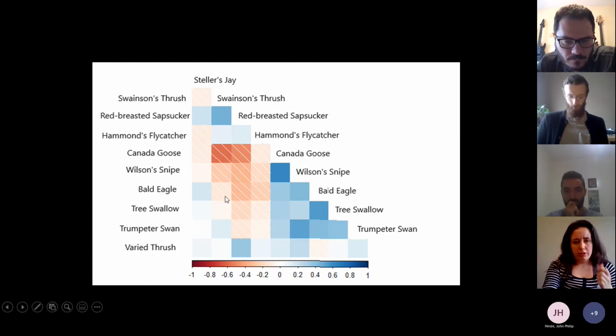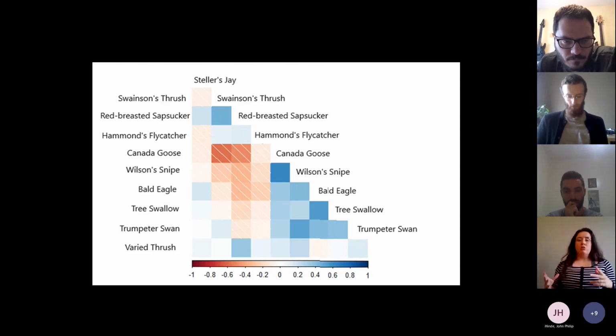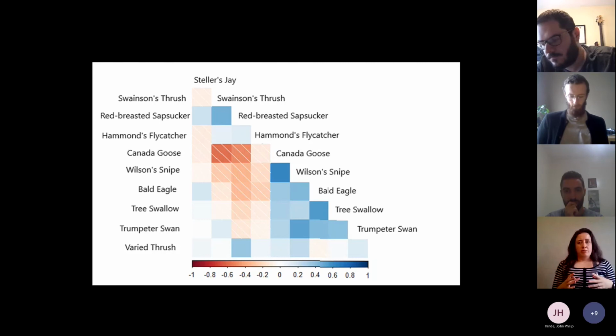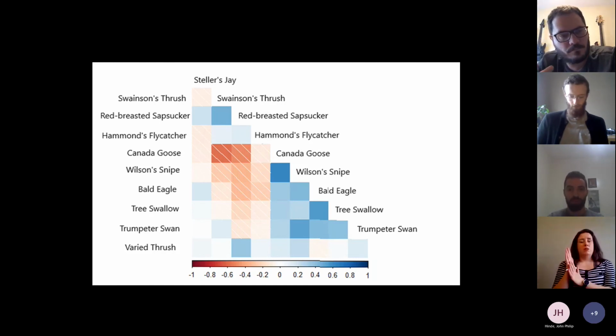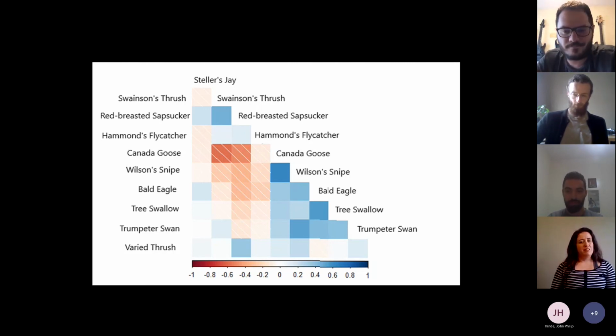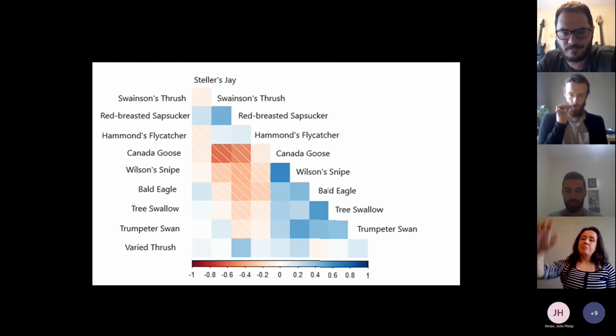And it's got a negative correlation with Swainson's thrush, the red-breasted sapsucker, and Hammond's flycatcher. And these are birds that are mainly found inland. So we thought that that might be a reason for that. But like I said, this would be really interesting for someone who has an ecological background. I'd be really interested to see what people thought about it.